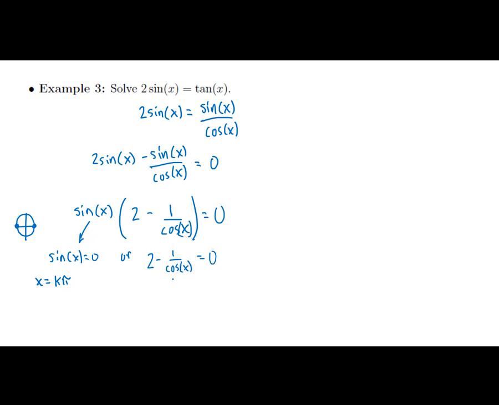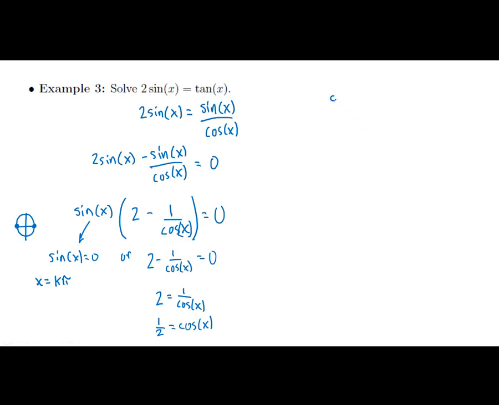This one might be a little less simple, but I can go ahead and say, well, let's move the 1 over cosine to the other side. So add that to both sides. So I have 2 equals 1 over the cosine. All right, but if 2 equals 1 over the cosine, if I just take the reciprocal of both sides, wouldn't that have to mean that the cosine would be equal to 1/2? Okay, we'll pick things up over here.